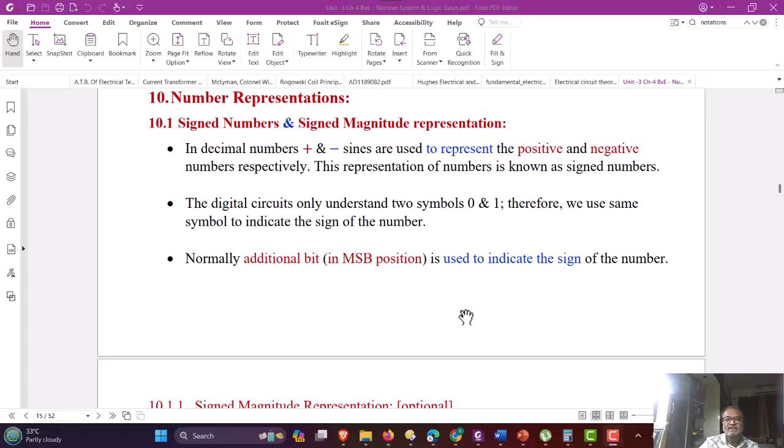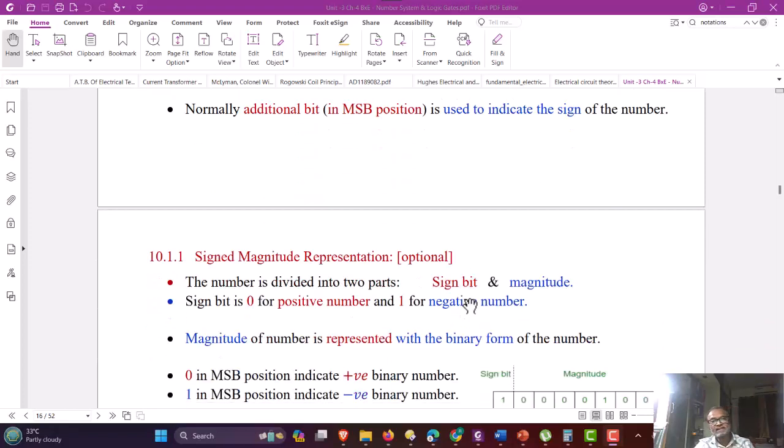Normally, if this bit is 0, the number is considered positive, and if this MSB is 1, the convention is that it is a negative number. This is a convention. Once it is accepted, we have to follow it throughout the circuit and take care of the sign representation convention. Otherwise, the electronic circuit doesn't understand the bit and the sign.